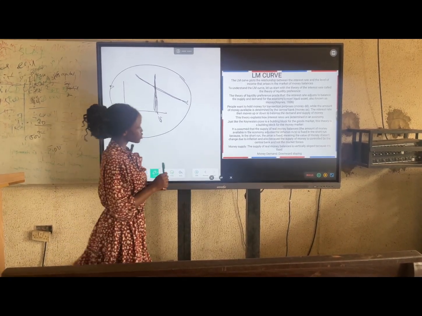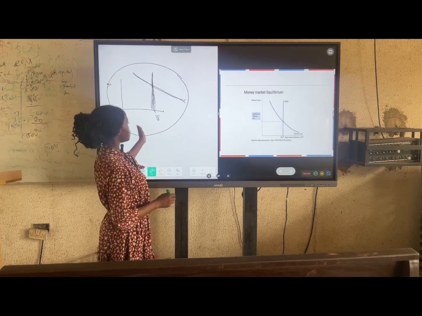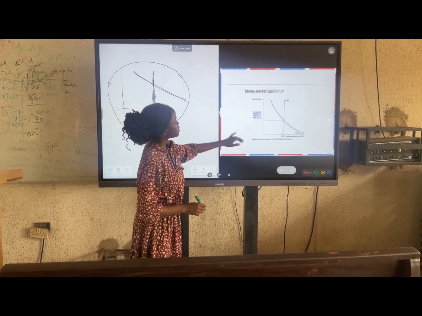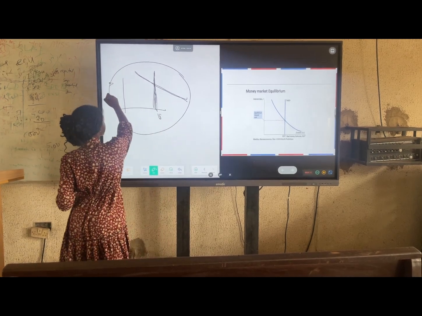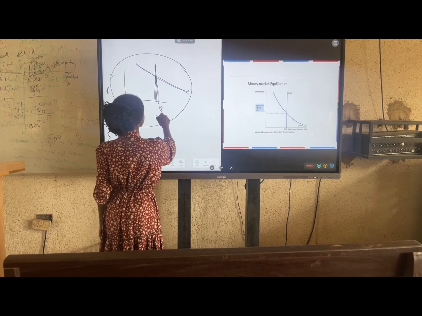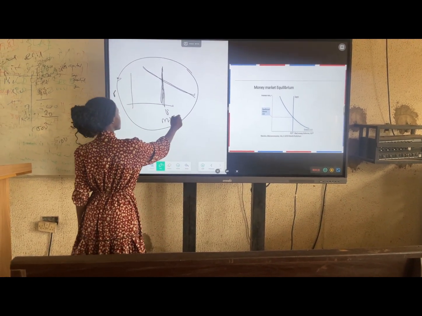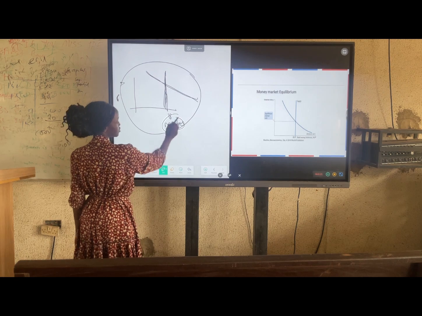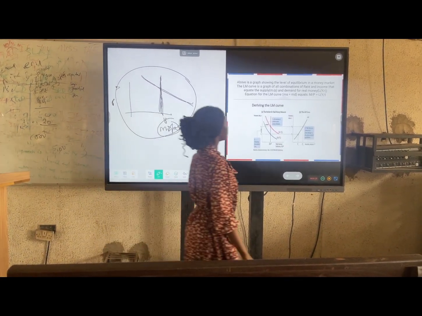So to continue, this is basically what I drew here. This is the interest rate, and then this is the real money balances. We have both MD and MSR, both money demand and money supply.